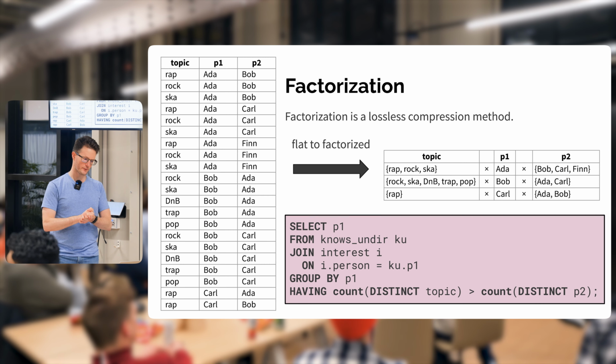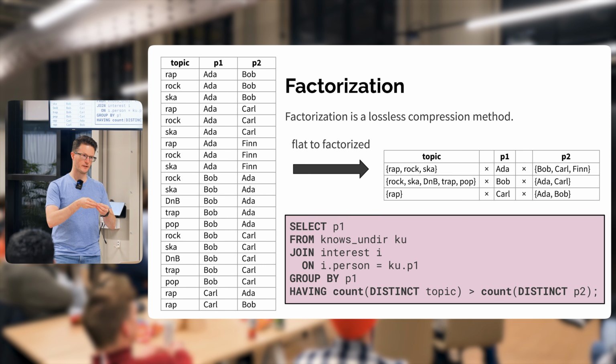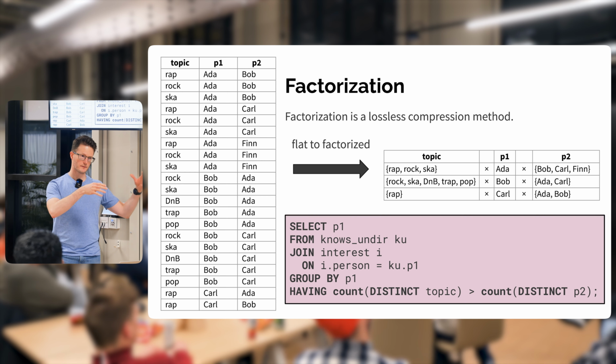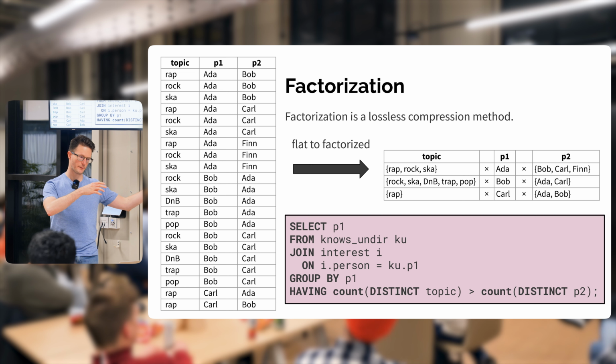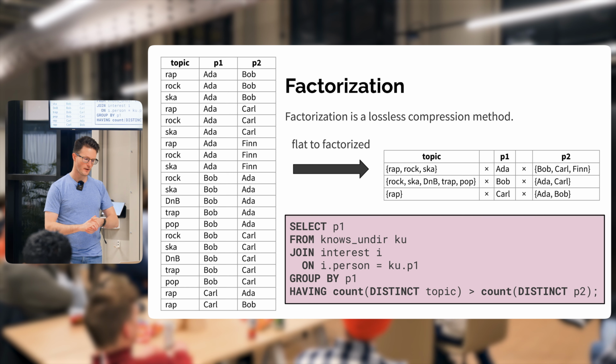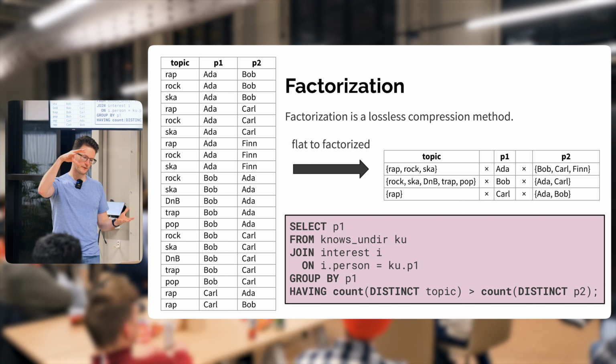And the idea of factorization is that this is a really predictable pattern of redundancy that you can compress away using a lossless compression method. And this is called flat representation to factorized representation. You can take a classic relational table and you can turn it into the union of Cartesian products.